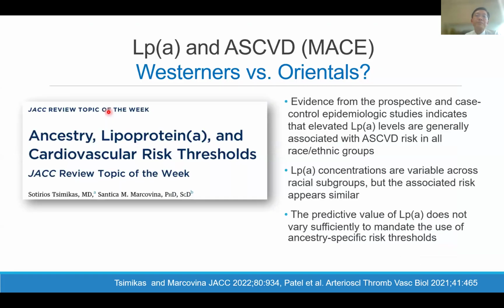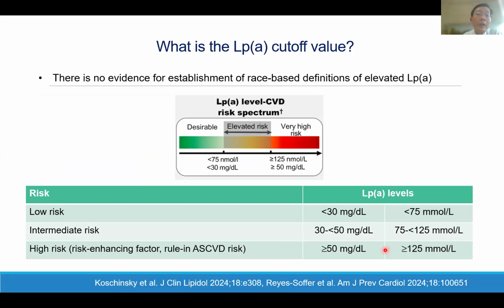If you use different cutoff levels, for example a threshold of 150 nanomoles per liter, or the race-specific 90th percentile, you can see that the numbers are relatively similar across race or ethnic groups. So far, the evidence from prospective and case control studies shows that elevated Lp(a) levels are associated with ASCVD risk in all ethnic groups. Although Lp(a) levels are variable across racial subgroups, the relative risk appears to be similar. Therefore, the predictive value of Lp(a) doesn't vary sufficiently to mandate the use of ancestry-specific risk thresholds. There is so far no evidence to establish a race-based definition of elevated Lp(a).